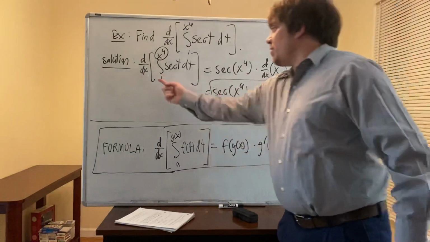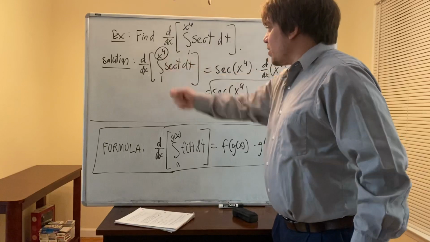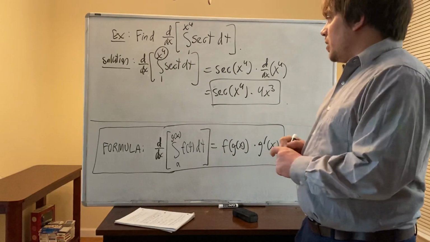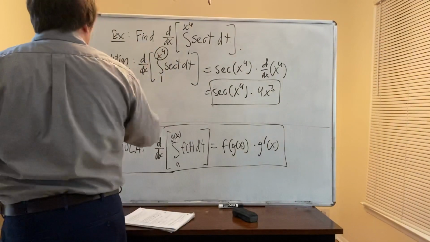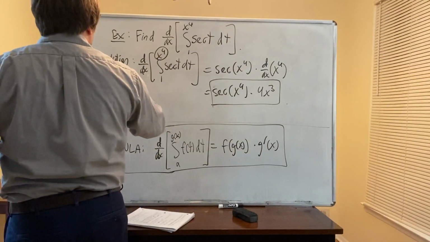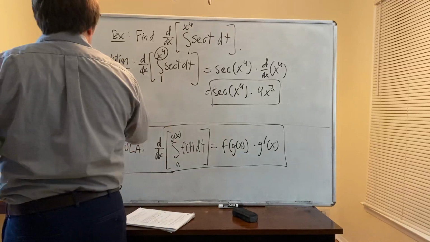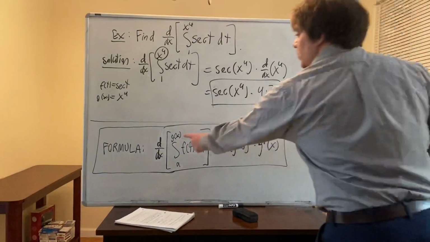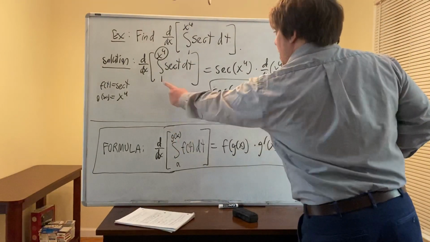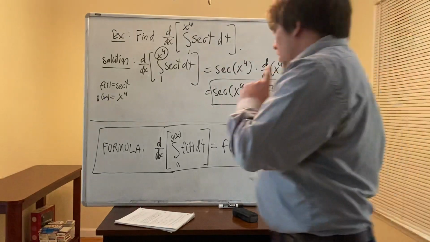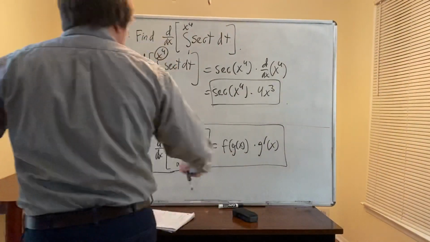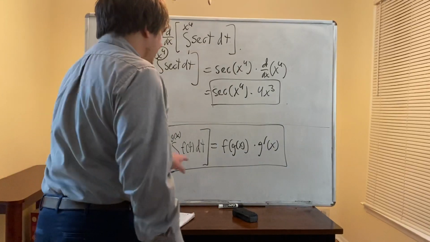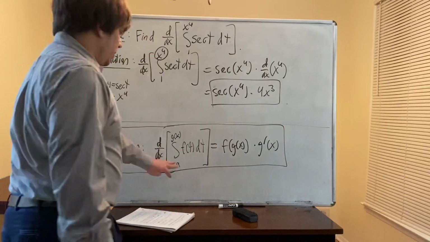For instance, for the derivative of this definite integral, here g of x is x to the fourth, and f of t is secant of t. The a doesn't even matter. It doesn't matter what number you put there, which is interesting: you can change this number and get the exact same answer. This is about a rate of change.